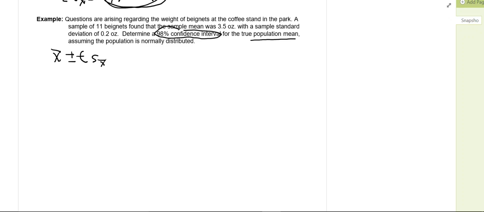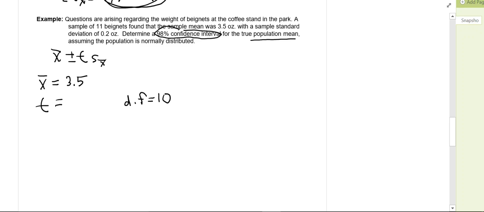First, I need x bar. That comes from the problem, and that turns out to be 3.5 ounces. I need t from the t-table. When I'm working with the t-table, I need the number of degrees of freedom. Since I have a sample size of 11, the degrees of freedom is going to be equal to 10. I'm looking for a 98% confidence interval. If you look this number up in the t-table, you should find 2.764. That's the t-table score.